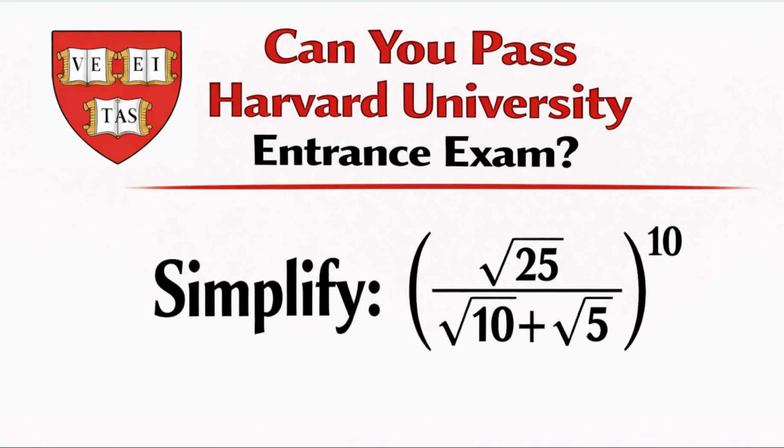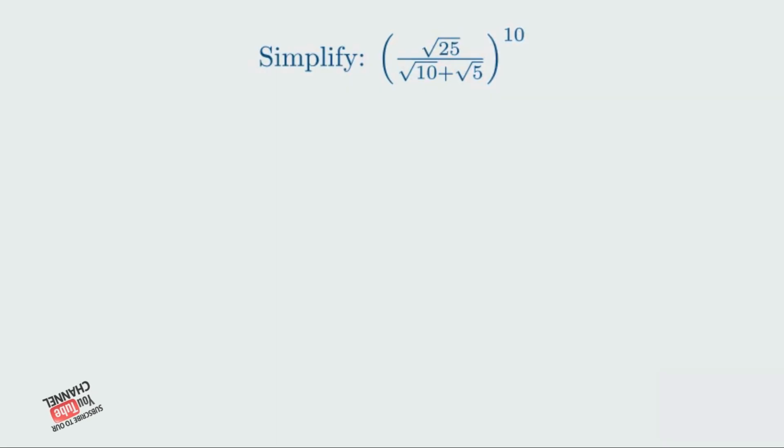Hello! Today, we're going to tackle a seemingly complex problem involving roots and exponents. Our goal is to simplify this expression. The quantity square root of 25 over the sum of square root of 10 and square root of 5, all raised to the power of 10. We'll simplify this expression by breaking it down step by step.